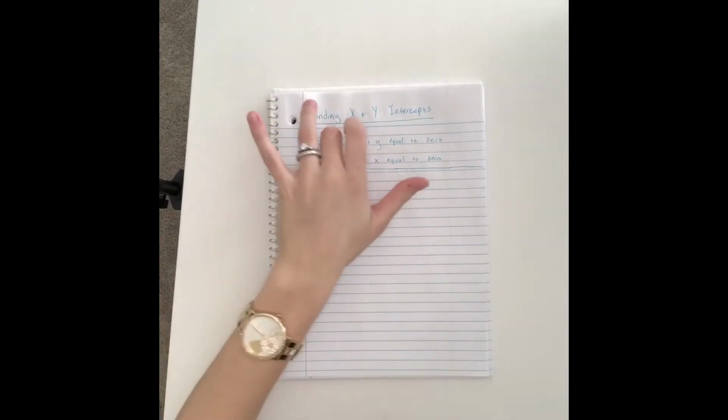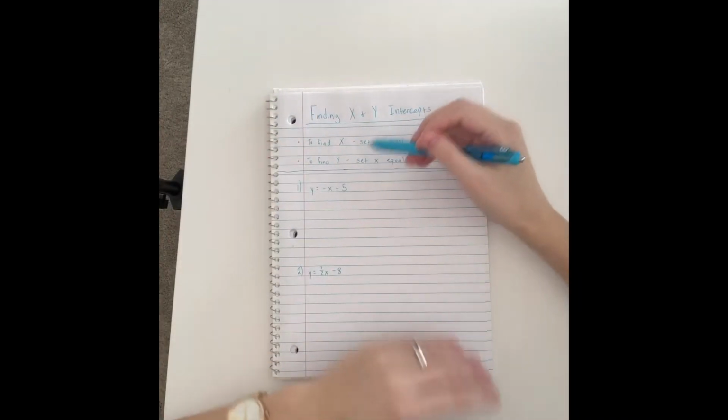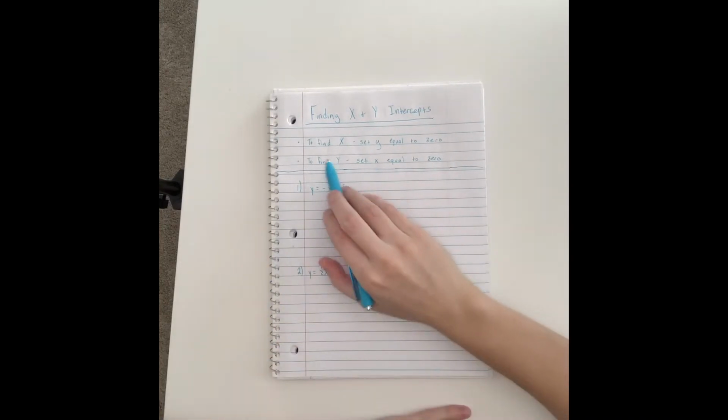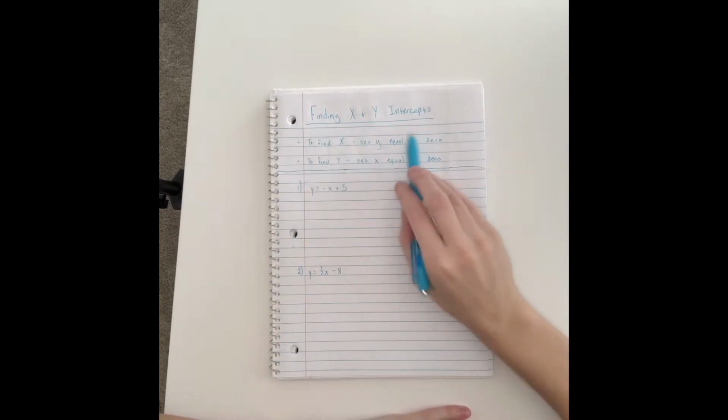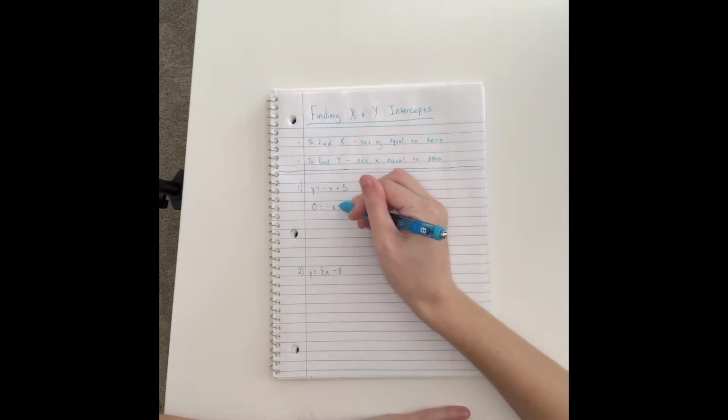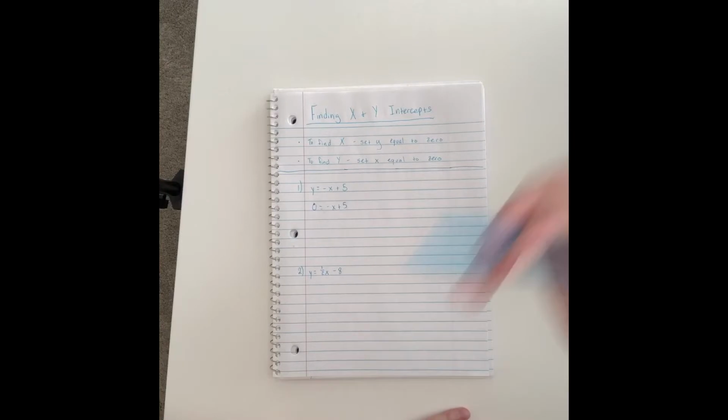So let's look at example number 1. Let's solve for x first. It doesn't matter which one, you could solve for either first. Personal preference, I just always choose x. So to solve for x, we have to make y 0. So we're going to say 0 equals negative x plus 5, and then of course we just solve for x.